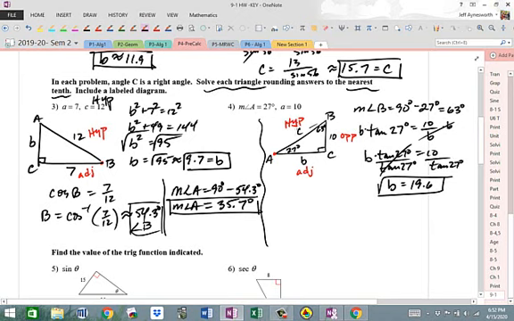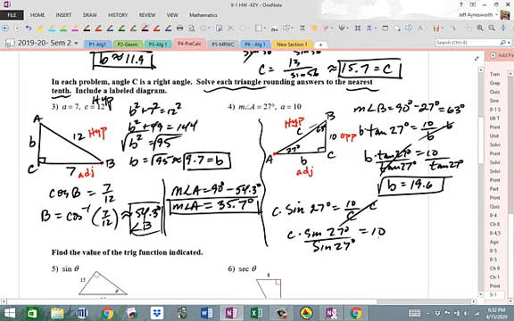Okay, so I want to use 10 and C. So the opposite and the hypotenuse, that's sine. So I'm going to switch to the sine function and take the sine of 27 degrees and set that equal to 10 divided by C, and then multiply both sides by C, and I get C times the sine of 27 degrees is equal to 10. And then divide by the sine of 27 degrees.